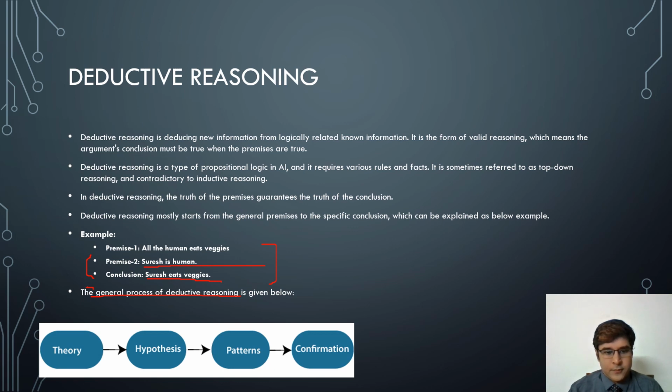So the general process of deductive reasoning is given below. First we have the theory, next we form the hypothesis, next we have the patterns, and finally we get the conclusion or confirmation. So these are the functionality of the particular inference engine. These are the facts and this is the conclusion.